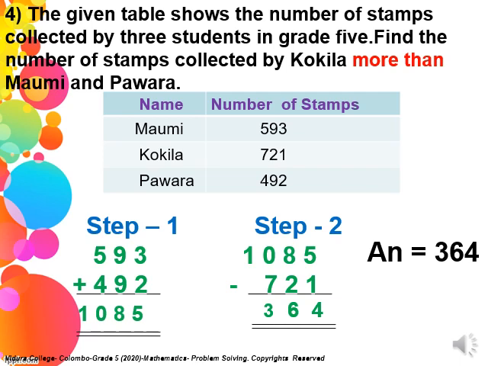Now Kokila collected 721 and you need to find more than Mayumi and Pavara. So let's subtract. More than is to subtract. So then 1085 minus 721 is 364. So the answer is 364.